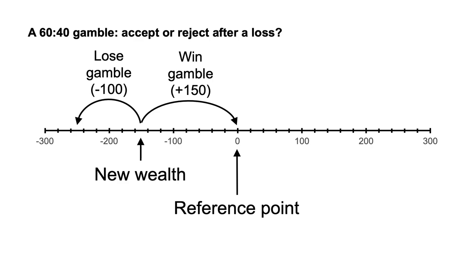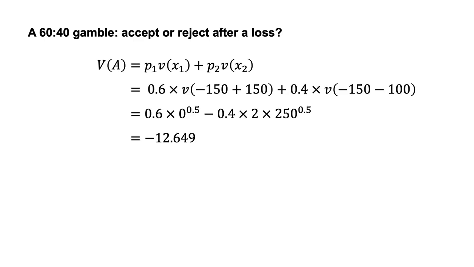Paddy compares the value of taking versus not taking the bet. V of A equals P1 times V of X1 plus P2 times V of X2, which equals 0.6 times V of negative 150 plus 150 plus 0.4 times V of negative 150 minus 100, which equals 0.6 times 0 to the power of 1/2 minus 0.4 times 2 times 250 to the power of 1/2, which equals negative 12.649.